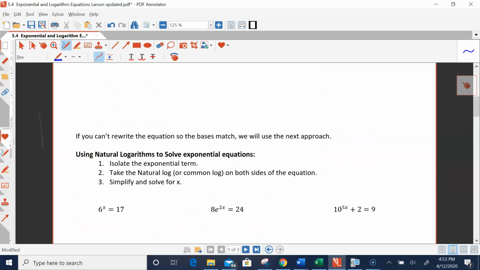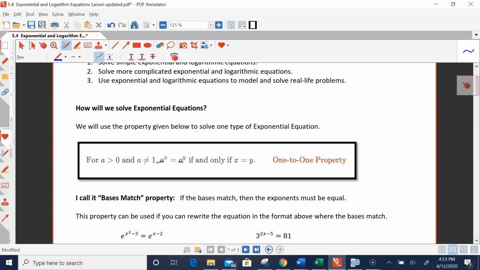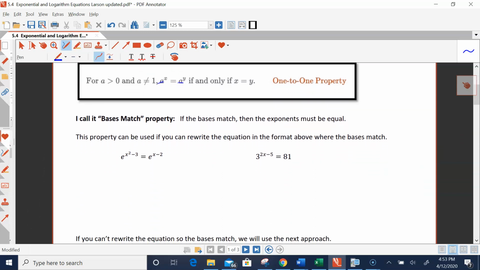So let's take a look back at some exponential equations. When you have an exponential equation to solve, always check to see if you can use this one-to-one property. So basically what you're looking for is the base on the left to be equal to the base on the right. And when that's the case, you just set x equal y and solve that result.